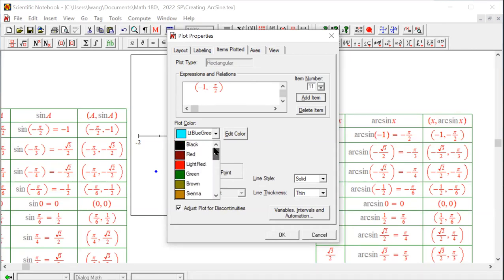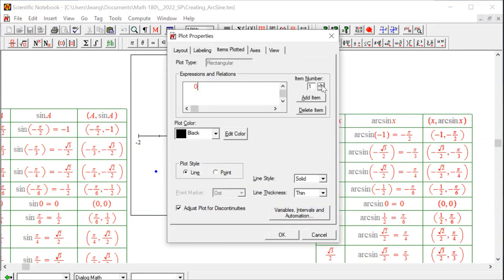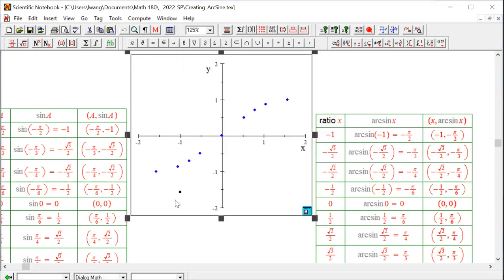How about just use black? Where is it? Where's my last point? Where's that black point? Oh, I need to choose the dot, okay? So there we go. That's a black dot. This is -1, negative pi over 2. Now, we're gonna keep going.